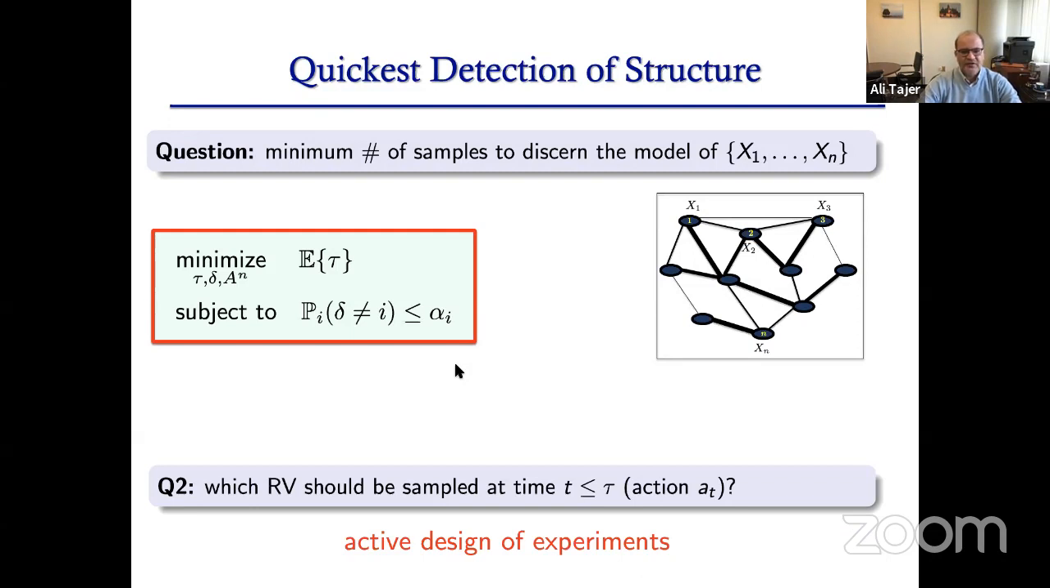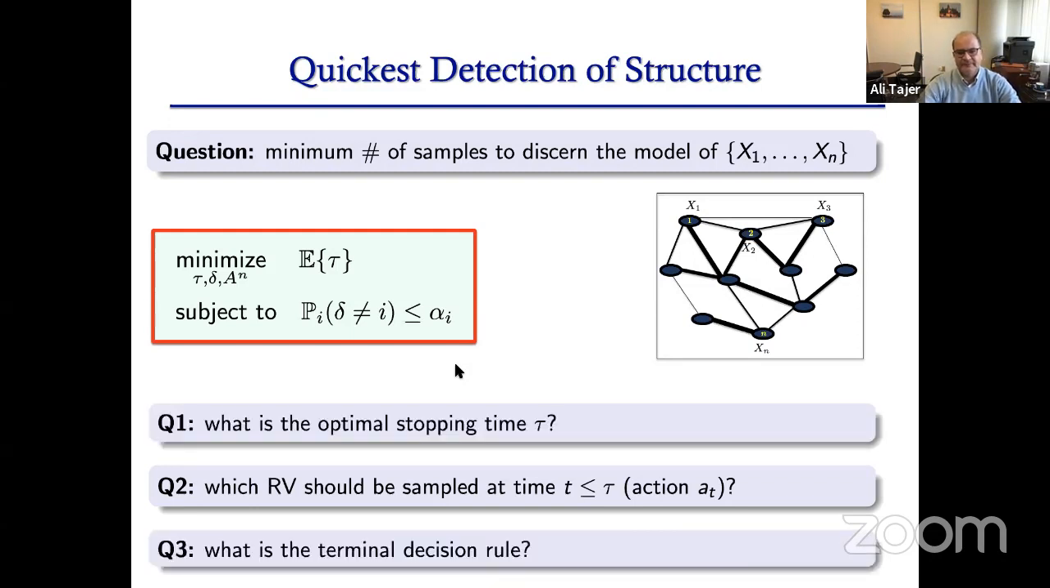Ali, I have a question. Here, when you sample, are you allowed to sample functions of the random variables, or you just sample random variables, just the realization? Good question. We're sampling only the raw data, just the data from the nodes. But functional sampling could be very interesting too. That could give us, for instance, compressed sampling. Yeah, exactly.